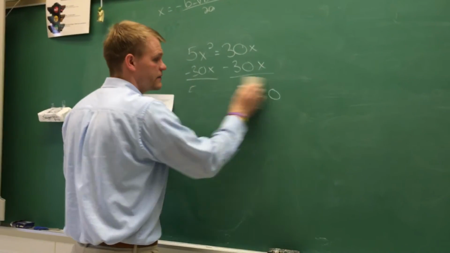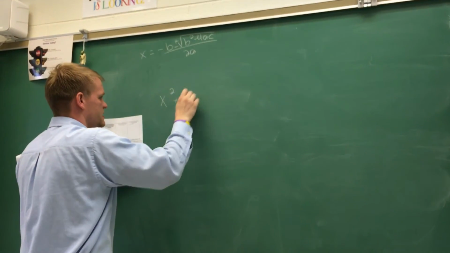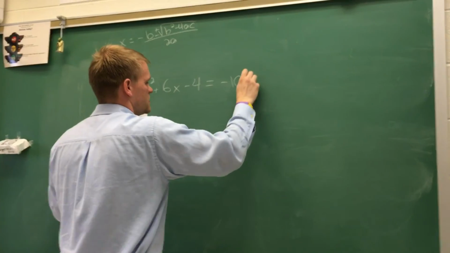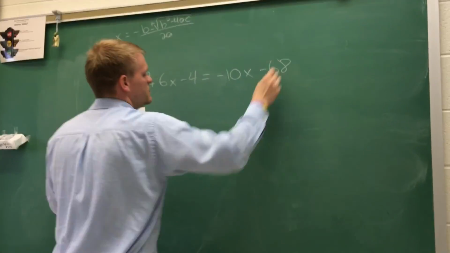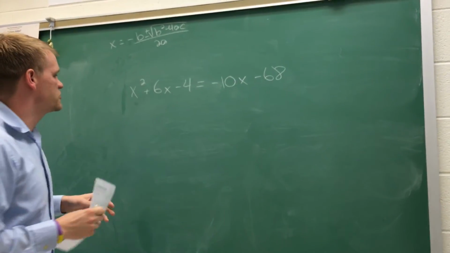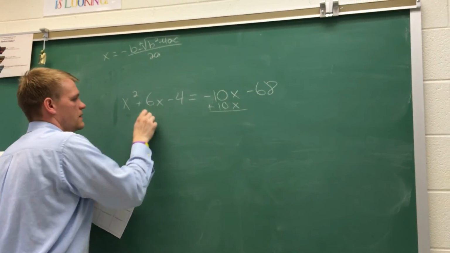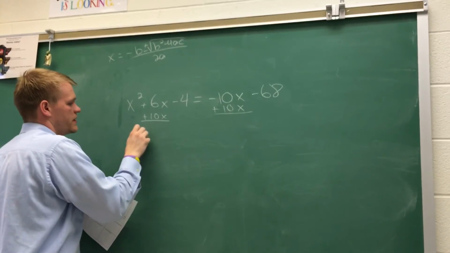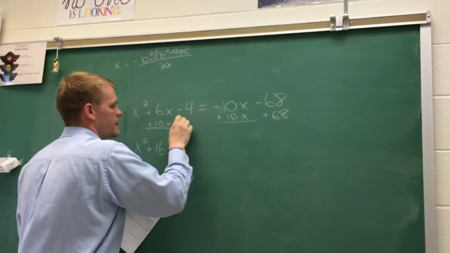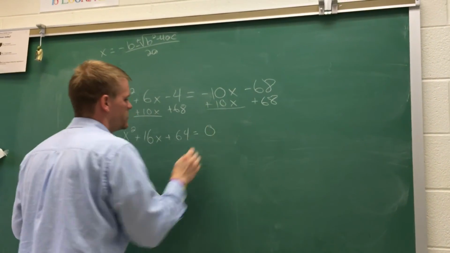Let's do 26 together. 26 says x squared plus 6x minus 4 equals negative 10x minus 68. So I know this is quadratic because of the x squared, and I always want my leading coefficient to be positive, so I'm going to bring these two terms to the left-hand side. So I add 10x, so I get x squared plus 16x, and then I'm going to add 68, and get plus 64 equals 0.